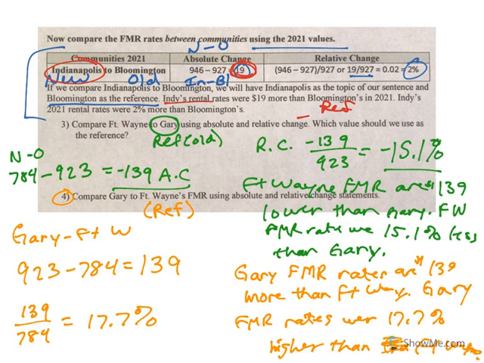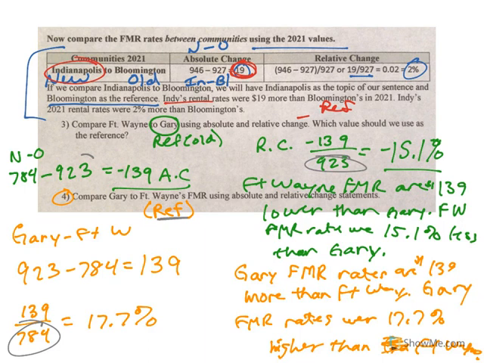So it depends on what's the reference. So you can see in number 3, because we used Gary as the reference, we had a decrease because Fort Wayne was less than Gary. Whereas we went the other way and we used Fort Wayne as the reference, well then Gary is more than that. So you have to pay attention to the reference value, because depending on what the reference value is, that changes your relative change. It also changes how your sentences are set up. So just make sure you're paying attention.